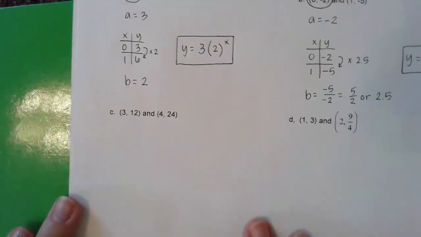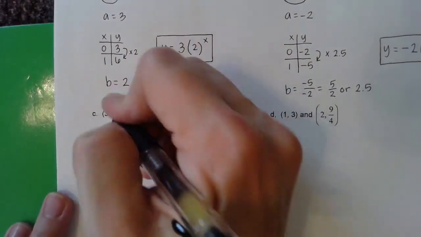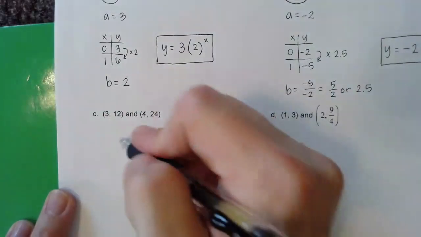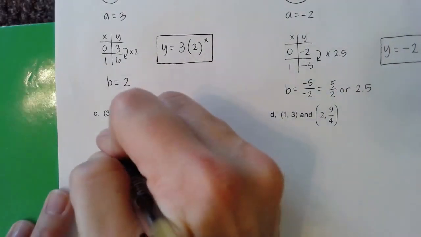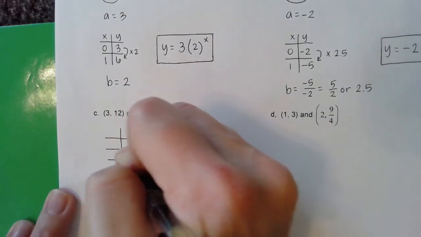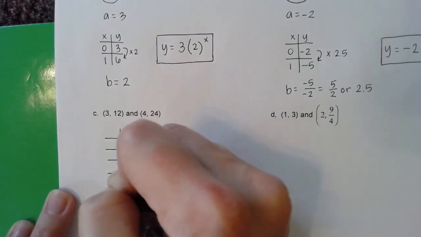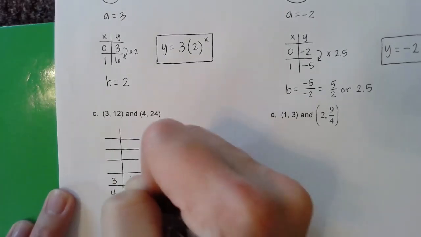Here, let me just adjust the paper so it's easier to see it on the screen. Alright, we have to figure out what our a is. We're not sure, so I'm actually going to start on this one by making a table, but it starts with 3, so I'm going to leave space for 0, and space for 1, and space for 2, and then I'll say 3 goes with 12, and 4 goes with 24.